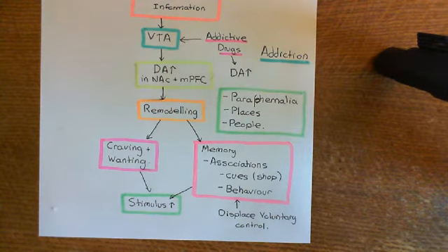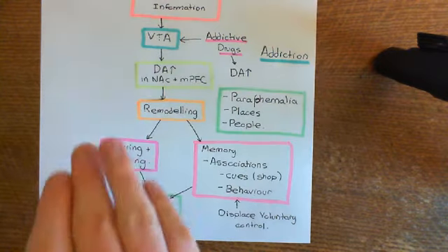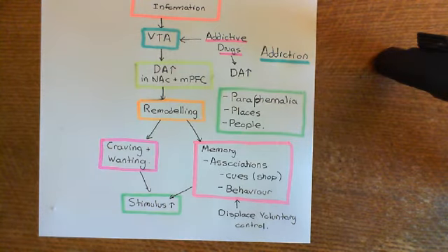What we're going to do is have a break here, and then in the next video we will look at examples of addictive drugs and see how they're going to hijack this system, to produce an elevated level of dopaminergic transmission in the nucleus accumbens and medial prefrontal cortex.